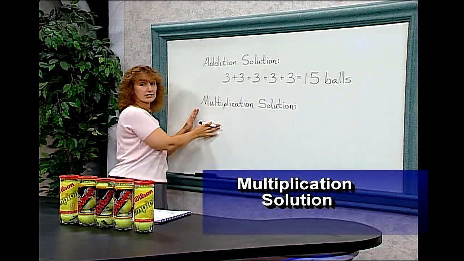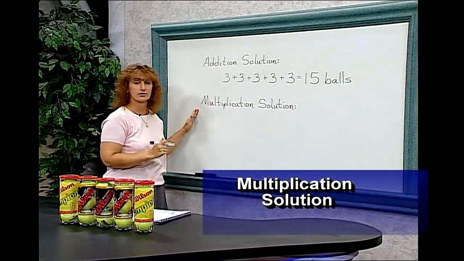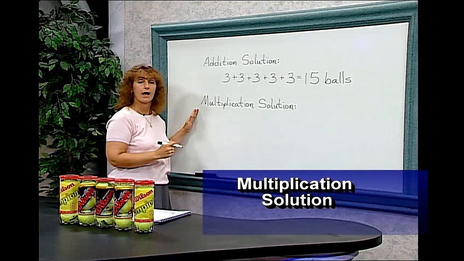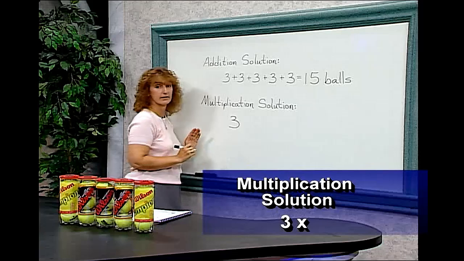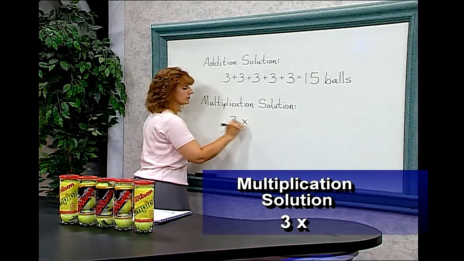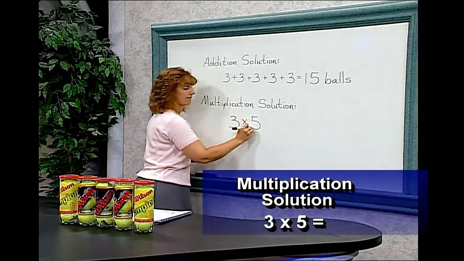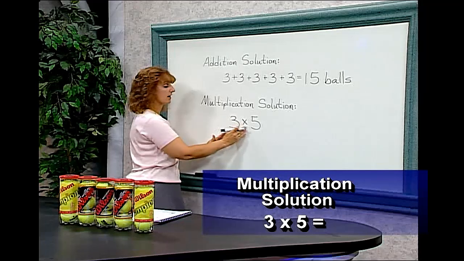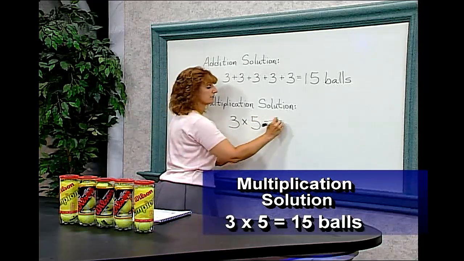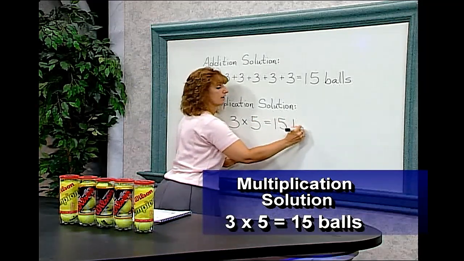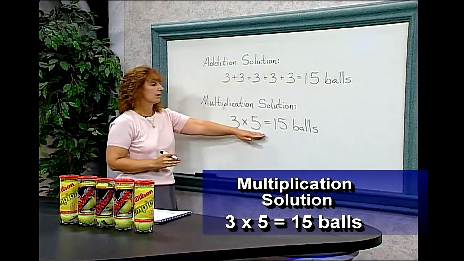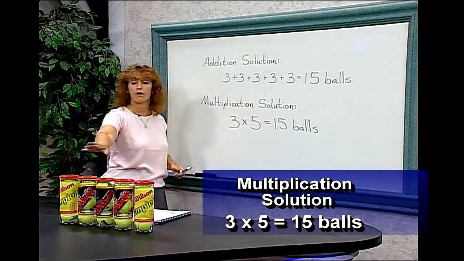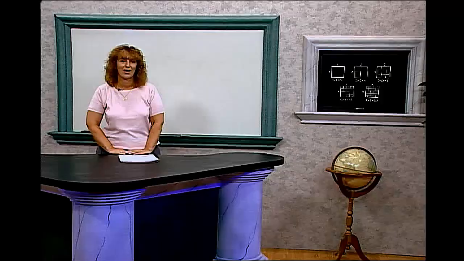The multiplication solution, we have to ask ourselves some questions. How many balls are there in each container? There are 3. How many containers do we have? There are 5. 3 times 5 equals 15, a shortcut to our addition solution. 15 balls in all 5 containers.